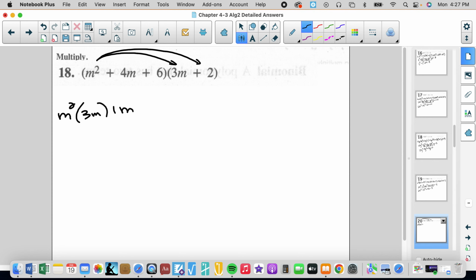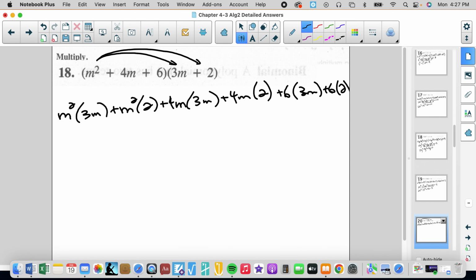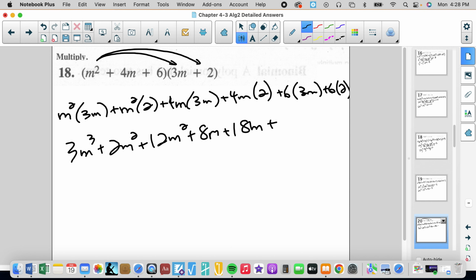3m plus m squared times 2 plus 4m times 3m plus 4m times 2 plus 6 times 3m plus 6 times 2. 3m to the third plus 2m squared plus 12m squared plus 8m plus 18m plus 12. 3m to the third plus 14m squared plus 26m plus 12.